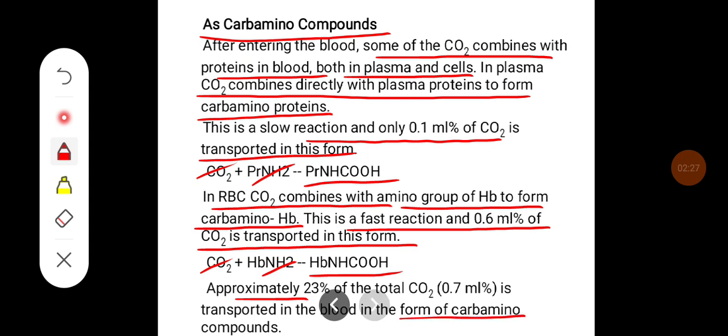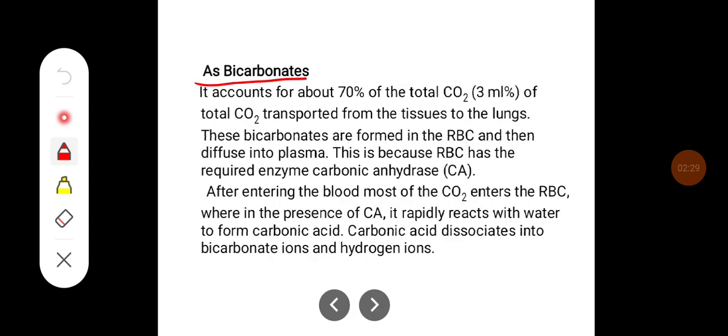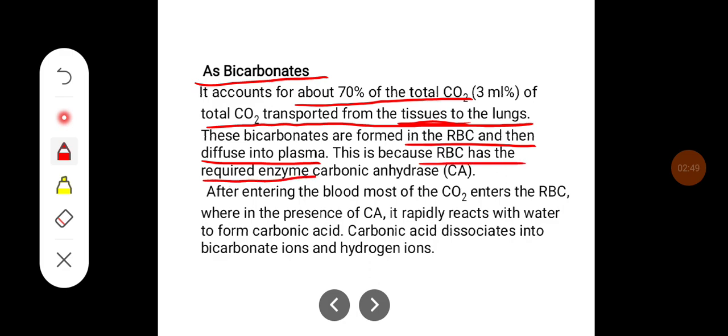carbamino compounds. As bicarbonates, it accounts for about 70% of the total carbon dioxide transport, that is 3 ml% of total carbon dioxide transported from the tissues to the lungs. These bicarbonates are formed in the RBC and then diffuse into plasma. This is because RBC has a required enzyme, that is carbonic anhydrase.